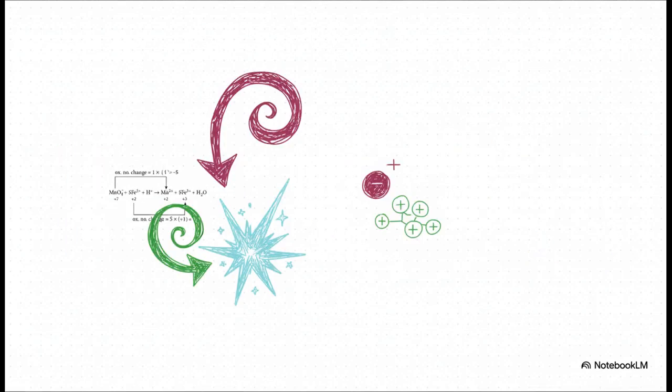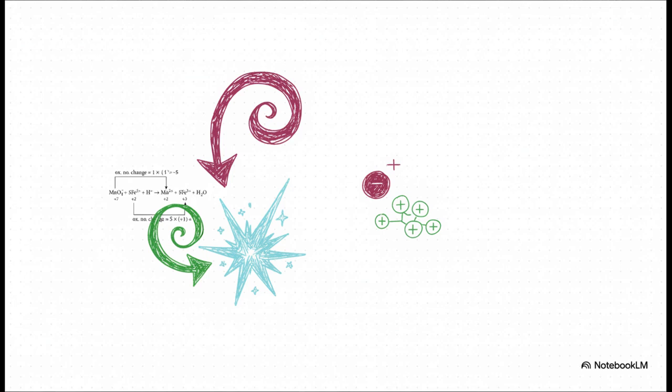And step 2, this is the magic moment. This is where it all clicks. Remember, the total increase has to equal the total decrease. We have a decrease of 5 for the manganese, but only an increase of 1 for the iron. So how do we make those balance? Well, we need 5 iron atoms for every 1 manganese, right?